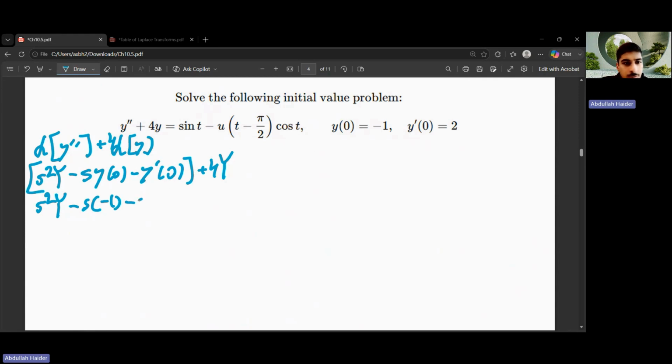And now I'll try to speed up, to be honest. Now you should get the point of what you should be doing on the initial value problem question. So s squared plus 1 plus s minus 2.